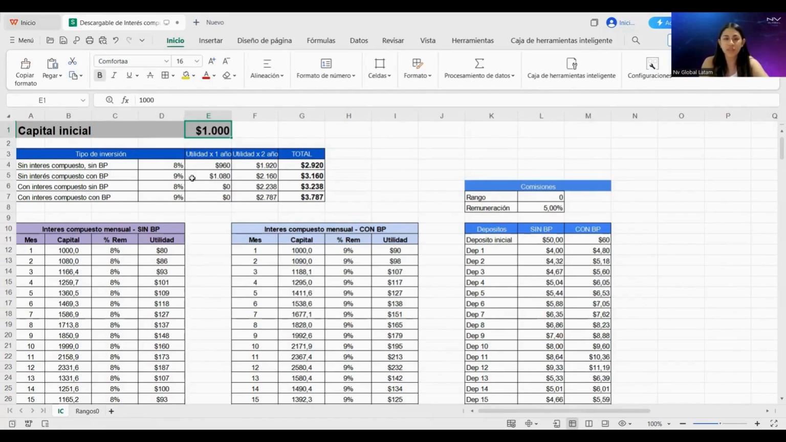We have $1,000, we start the first month and the profits are $80. What are we going to do at the end of that month? Activate another plan, buy another plan. So my capital for the next month won't be $1,000 but $1,080.